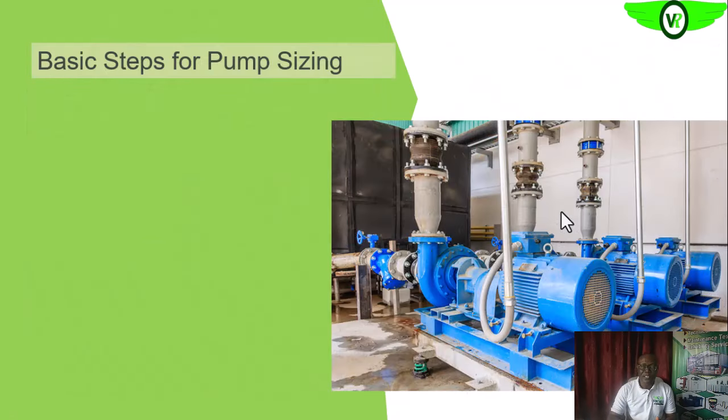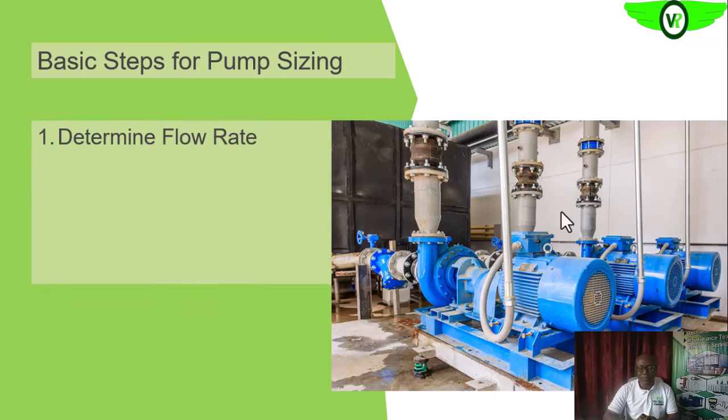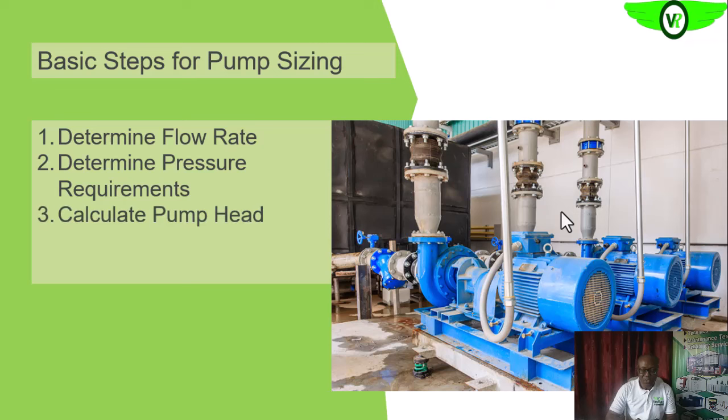The first step in sizing the right pump for our facility is to determine the flow rate. That is the volume per unit time that you will need in your operations. Okay, so that's the first step. Then secondly, the pressure requirement that is needed in your process, the minimum pressure that you need to overcome to deliver the liquid to your process. And then the third, you need to calculate the pump head.